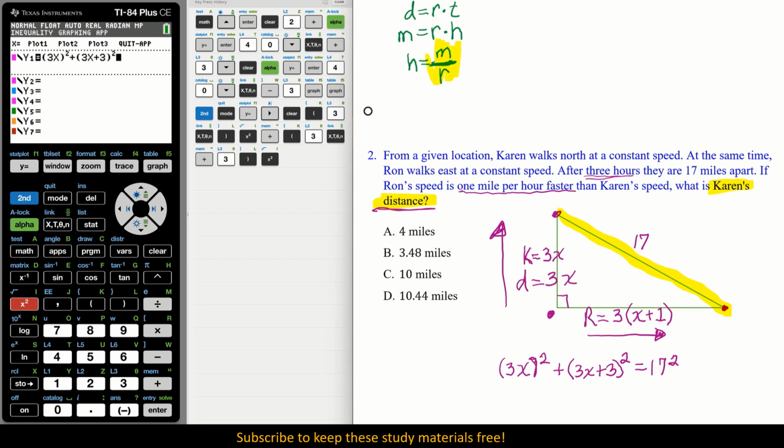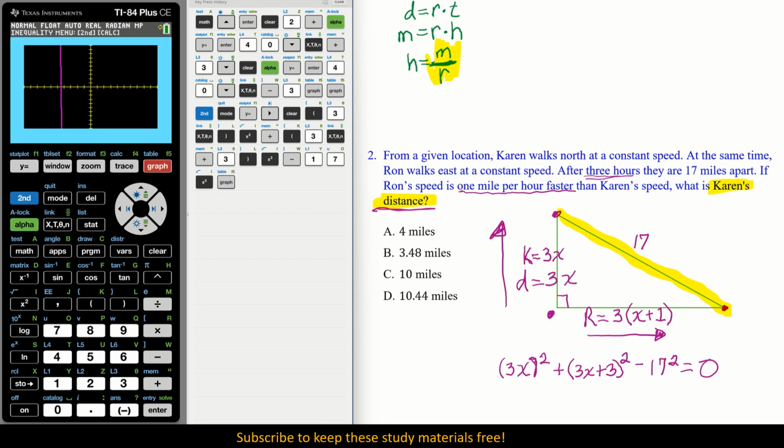What do I mean by that? I'm just going to subtract 17 squared from both sides, okay? I'm just going to do a quick little adjusting here. That's going to be a minus, and this will be 0, okay? Now, let's put in minus 17 and square it. Okay, let's try to graph that.